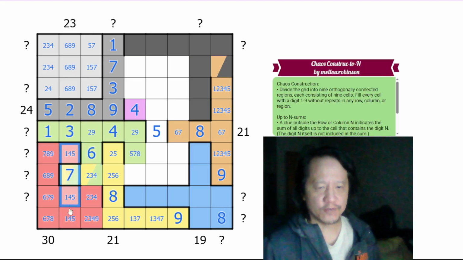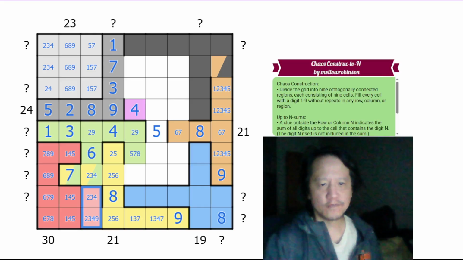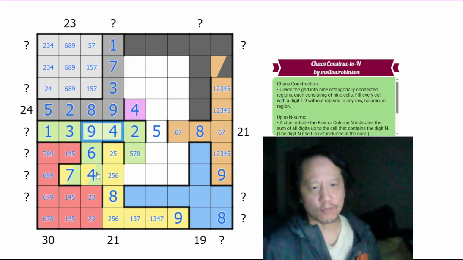So we have 1, 4, 5 as a triplet, which eliminates 1, 4, 5 in the rest of the red region. So this cannot be 4 or 9 because of the 6, 7, 8, 9. So this is a 2, 3 pair, which eliminates 2 and 3 in the rest of the column. So this can't be 2 or 3. This is 4. This can't be 2. This is 9, which forces this to be 2. Well, we already have a 4 in the green region, so this can't be green. This is yellow.